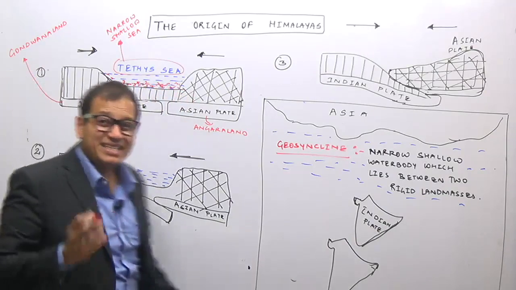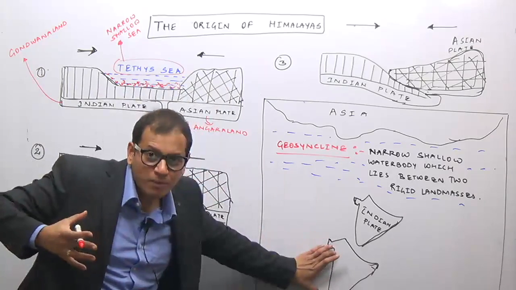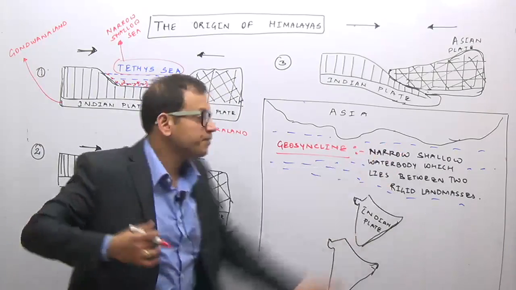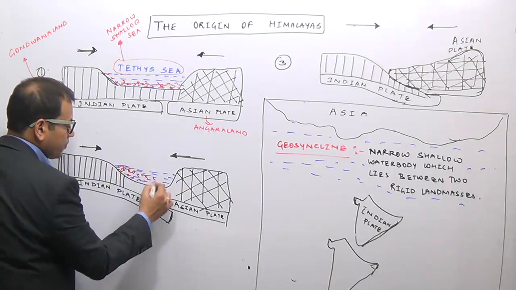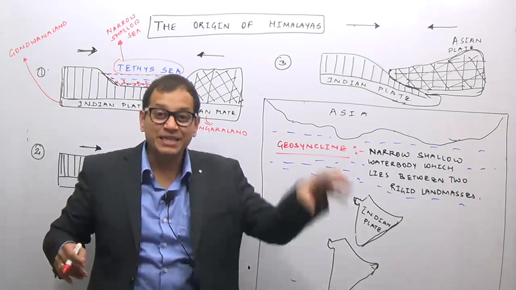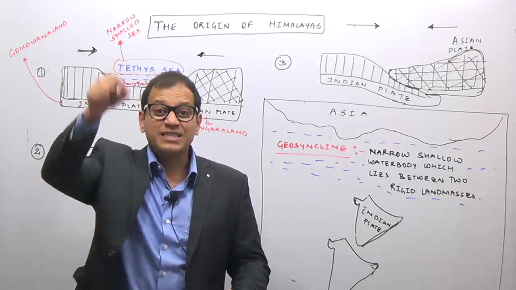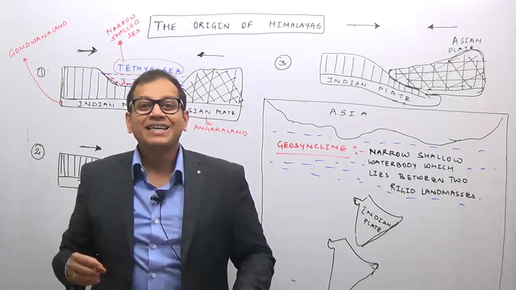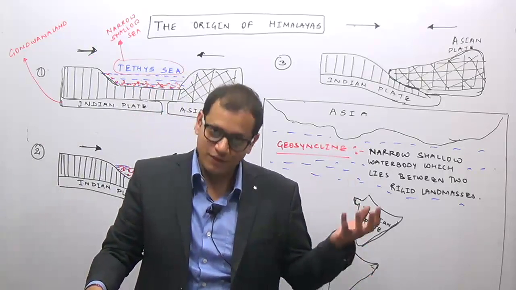As the Indian plate moved from this position to the north, and from this position further northward, the amount of sediments in the geosyncline also increased. So as a result, because of sedimentation, the depth of the Tethys Sea, what will it be, increase or decrease? If the sediments, that means the broken rock materials, are put into a narrow, shallow water body, the depth of the sea will obviously decrease.